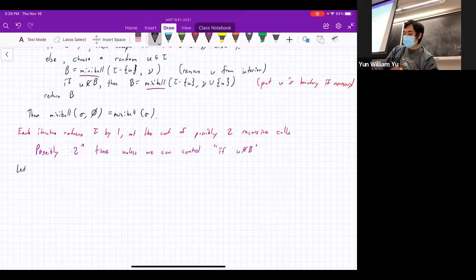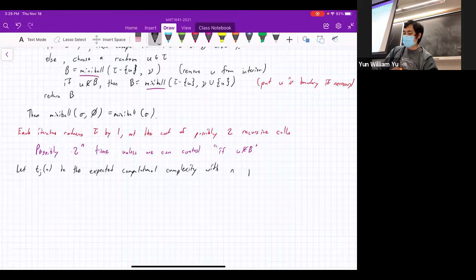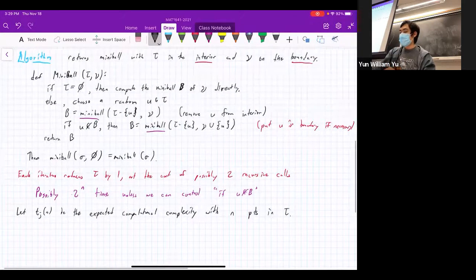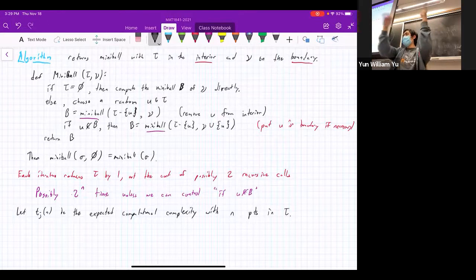So let's let Tj of n be the expected computational complexity with n points in tau. Okay. So basically, we're asking if you still have a bunch of points in tau that you haven't moved over into one side or the other, or haven't moved into the boundary or thrown away, what is the expected computational complexity?